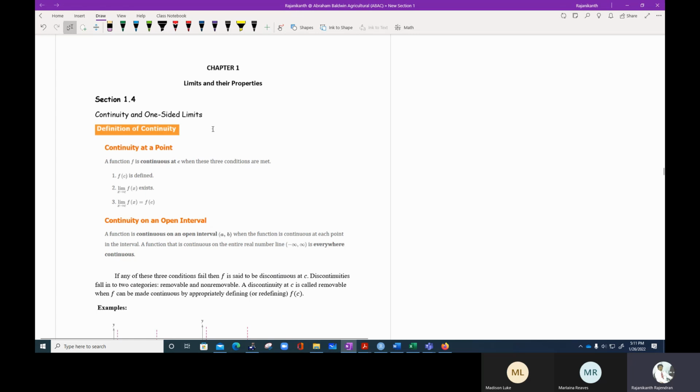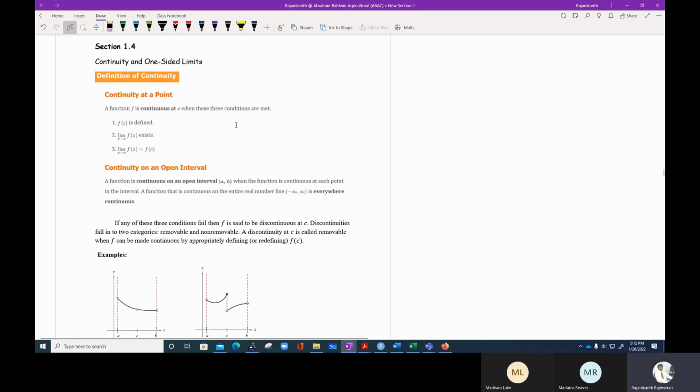So how about 1.4? This is about the continuity of a function and one-sided limits. Okay. Now let's look at the first definition here. The function f is continuous at a given point C when these three conditions are met. Okay, so the function is continuous at C means these three should be satisfied. The first condition says that, first of all, the function should be defined.